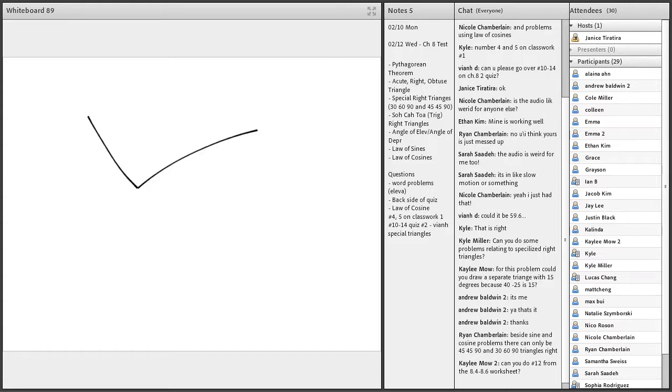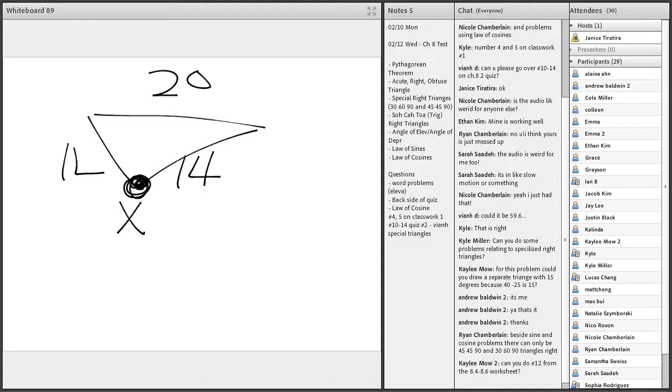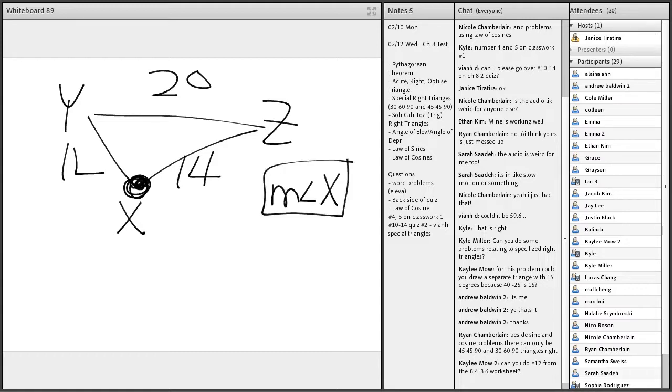Okay. So here is 20, 12, and 14. Let's find this angle. Let's call it x, y, z. So let's find measure of angle x. Okay, so I'm going to show the long way, and I'm going to show the fast way. So here's x, and y, and z. So the long way is done this way, and we're trying to figure out this angle.